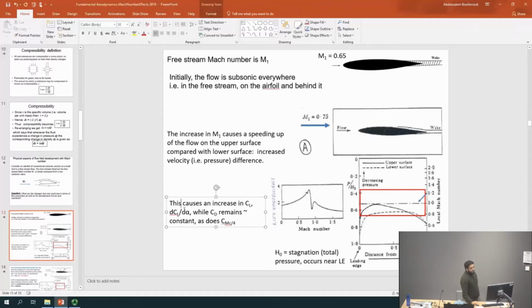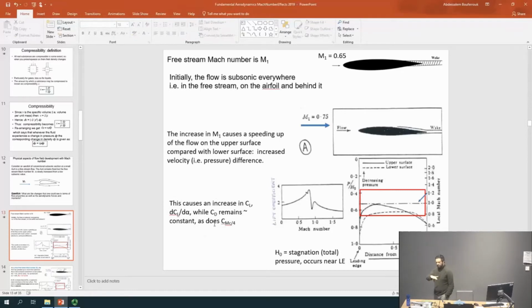In terms of the drag and the moment, we have a small note here saying the drag stays more or less constant. It actually increases very, very slightly, but in the realm of things, it's more or less constant, as does the moment. So for these low subsonic flows, the lift increases, but the moment and the drag remain relatively constant. These are the main observations we can make.